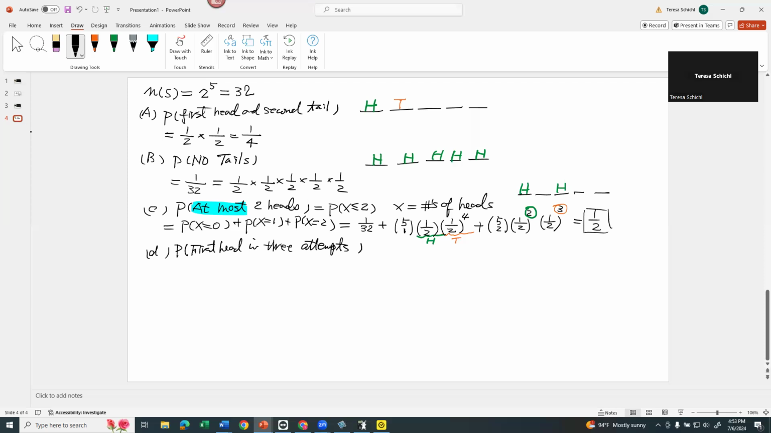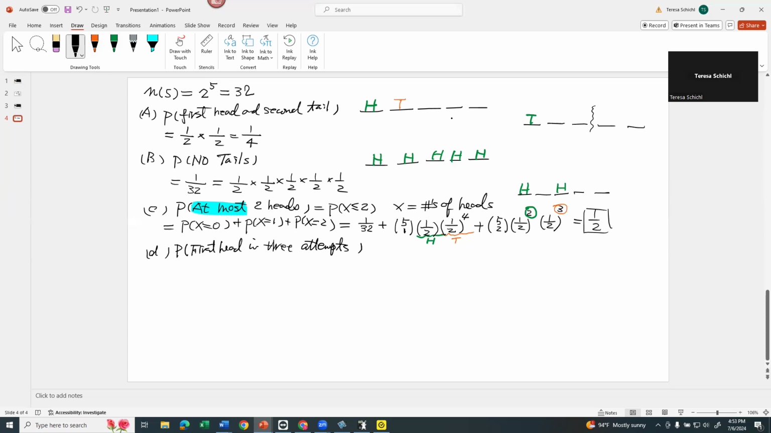Okay, so the first head in the first 3 attempts. Let's take a look here. That means in here I have the first 3 attempts, right? So the first head happened in here. Okay, so that means my head could happen here, right? That's my first set. It's the first attempt, 3 attempts.